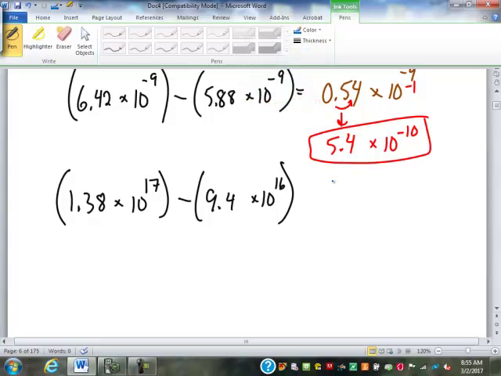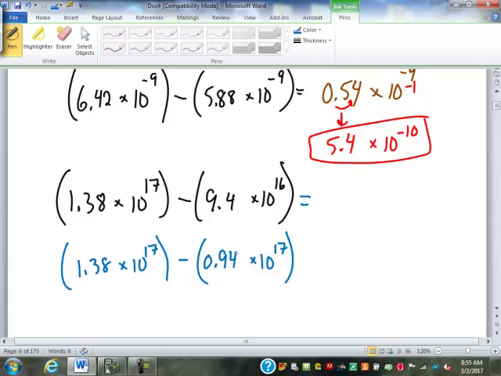So, they have different names. So the 1.38 times 10 to the 17th we're going to leave because that's the larger name. This is going to become times 10 to the 17th. What's the 9.4 become? Becomes 0.94. The power got bigger, the number had to get smaller by one place value.